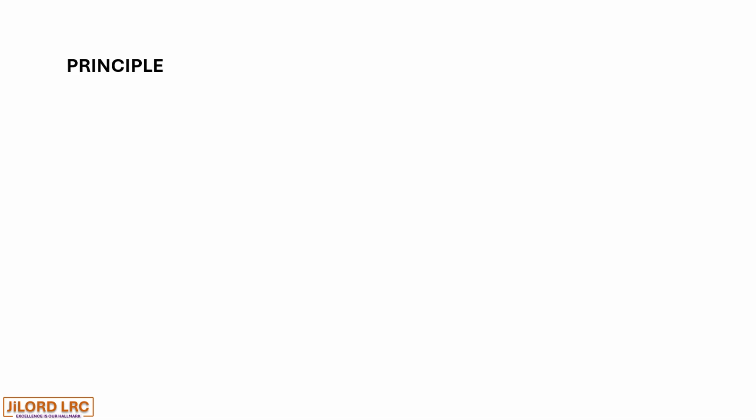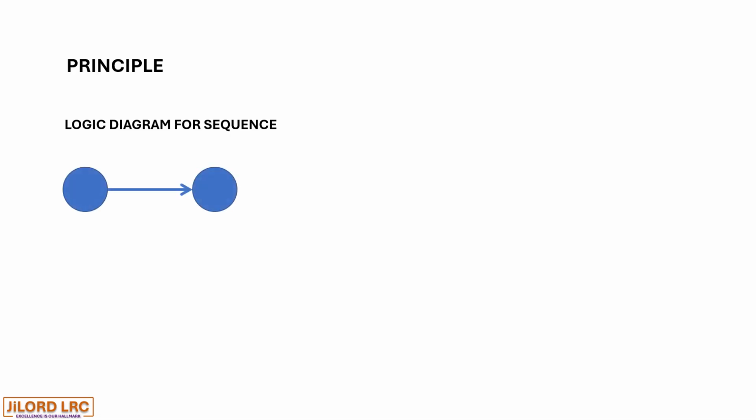Now let us look at the principles governing the line of balance. Logic diagram for sequence. What we see is a node with a forward pointing arrow to another node. This is a representation of an operation in a line of balance scheduling method.